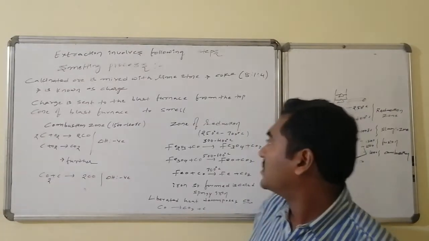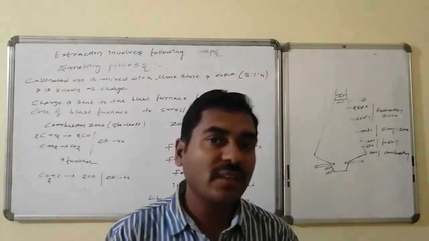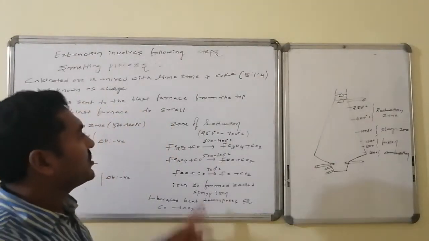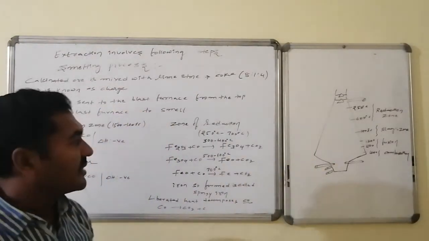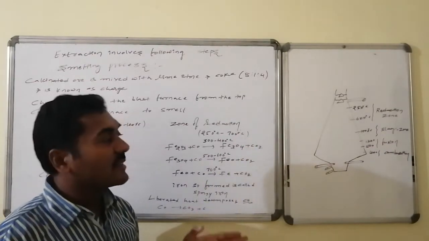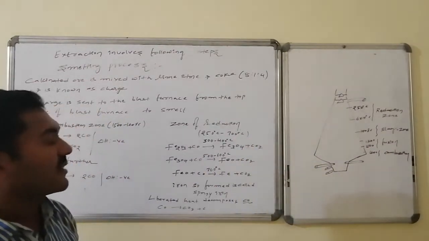And the next one is the zone of reduction. At the top of the blast furnace, the reduction occurs, hence it is said to be the zone of reduction or the reduction zone. Between almost 250 degrees centigrade and 700 degrees centigrade, this reduction is occurring.